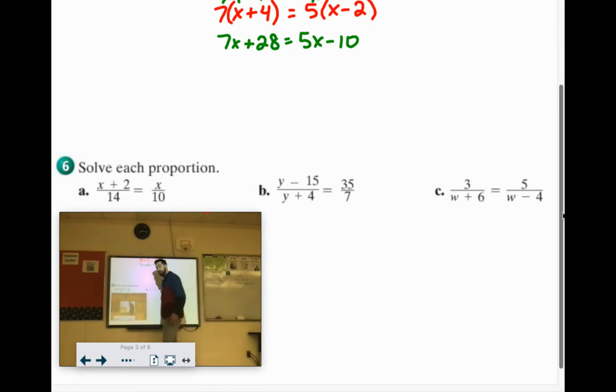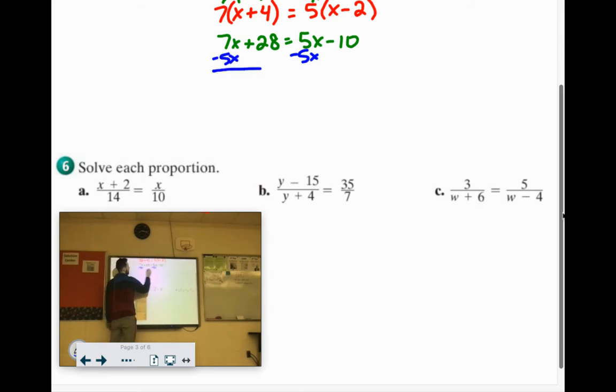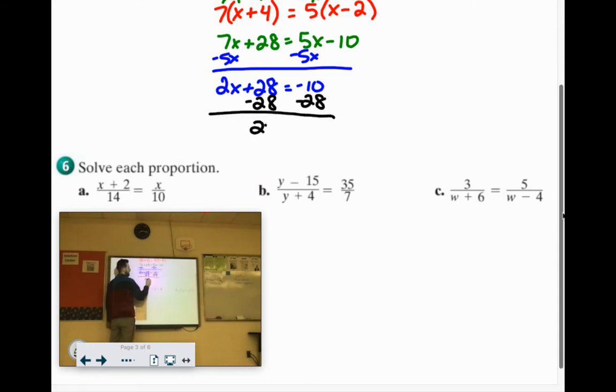So we got to get the x's on the same side. I would subtract 5x from both sides. 2x plus 28 equals negative 10. Oh, let's subtract that 28. What do you say? 2x equals negative 38. And then move that down.